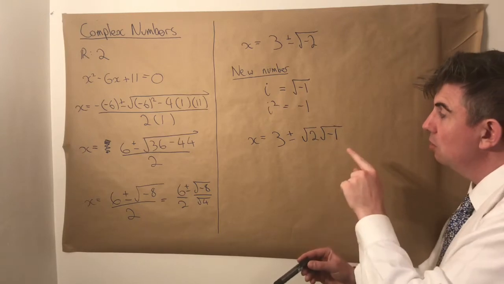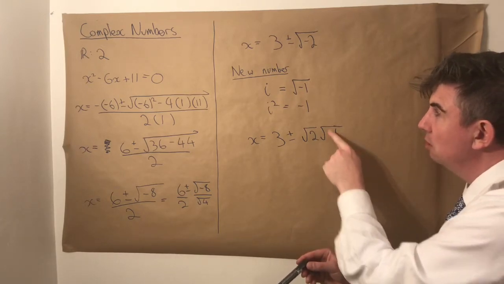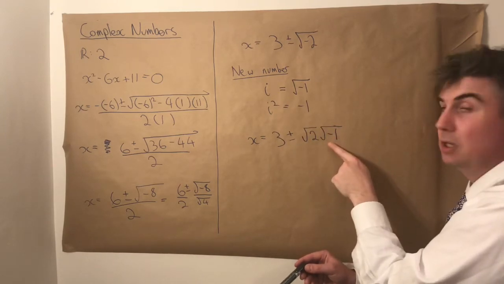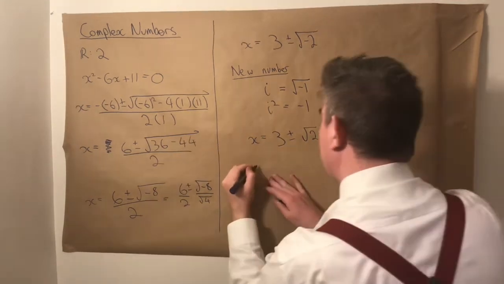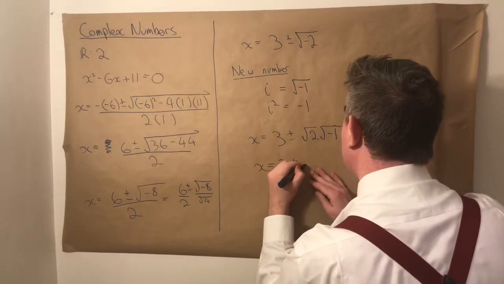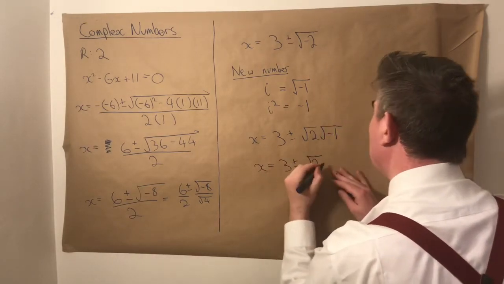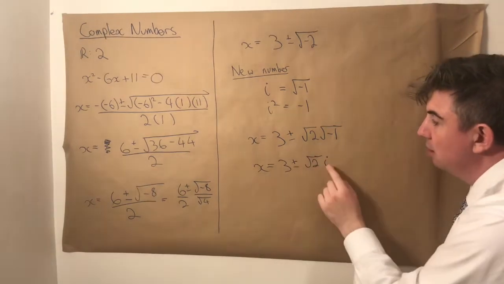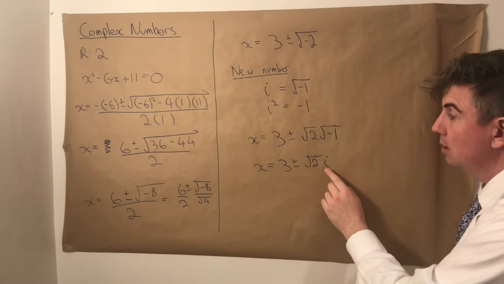And I know that the square root of minus 1 is the same thing as i. So I can turn that square root of minus 1 into an i. So we can now write x is equal to 3 plus or minus root 2 and then i. So we're multiplying root 2 here by i.